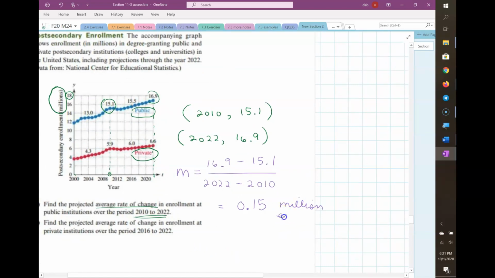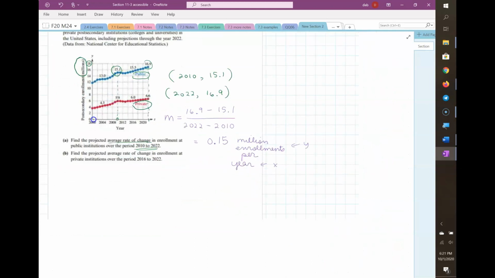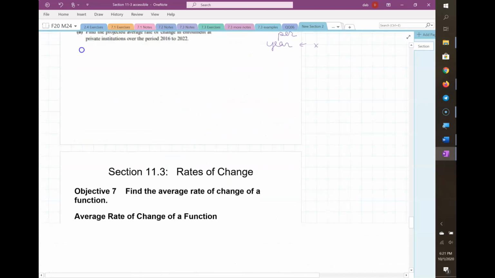And then remember that the slope has units of million enrollments. This is what y is being measured in, per year, what x is being measured in. Well, this is the average increase expected over this 12-year span, 0.15 million enrollments per year. It's a positive number, so we're expecting to see an increase. Okay, and I'm pretty sure you have the B part to do for a homework problem.